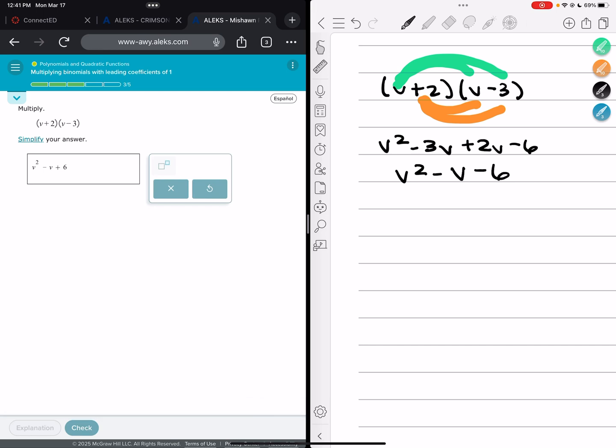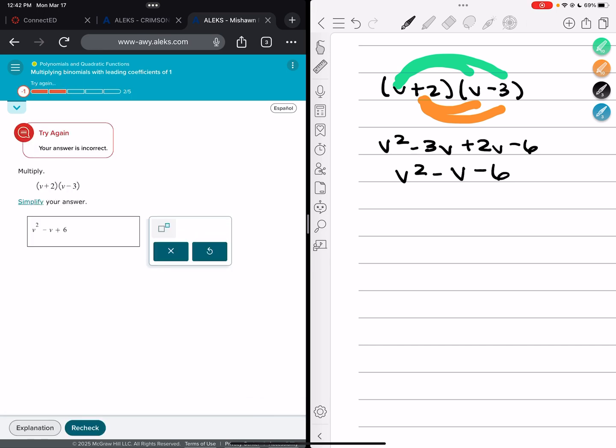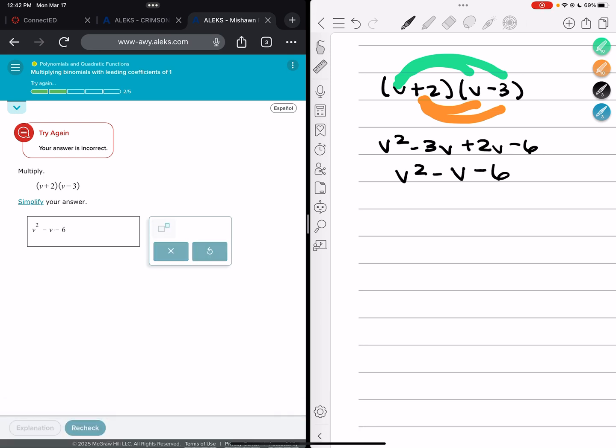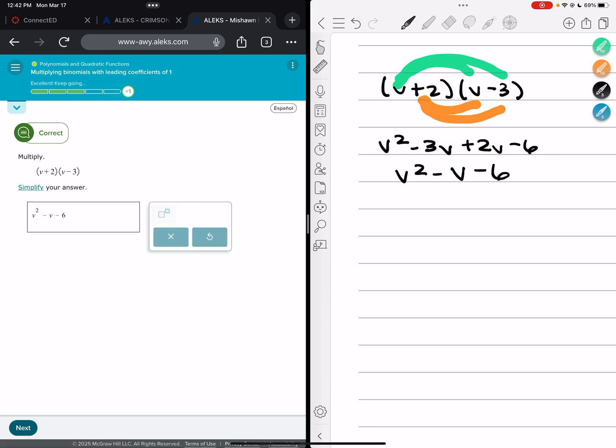And we can check it. Oops, because I wrote plus 6, and that should have been minus 6. Sorry, recheck that. Okay, and that's how you multiply binomials.